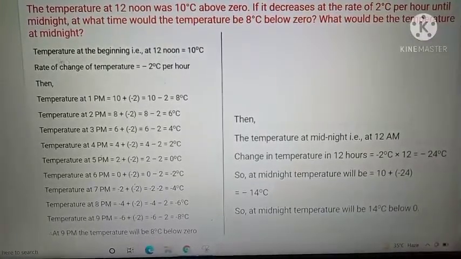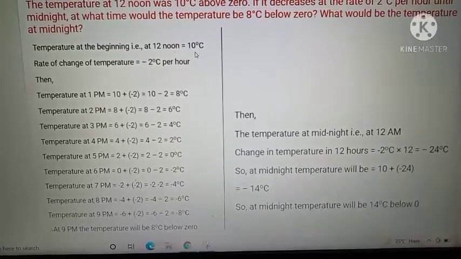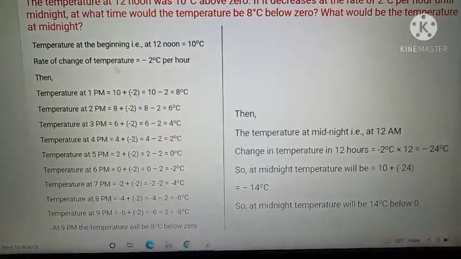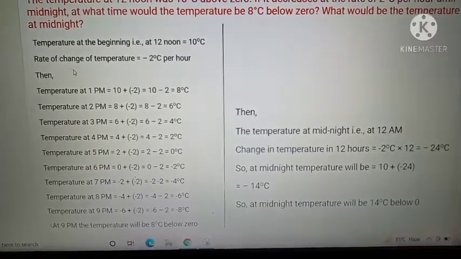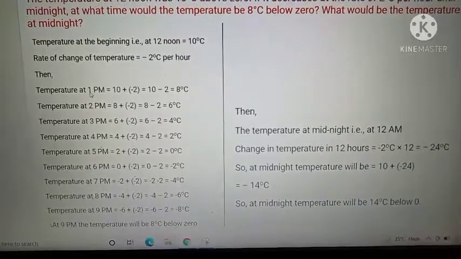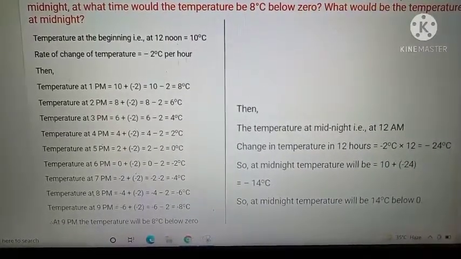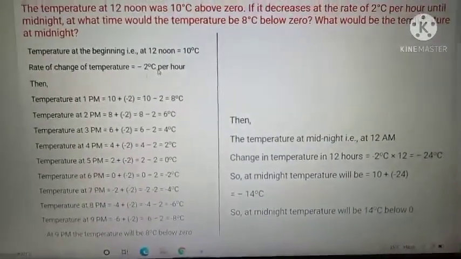So we already know the temperature at the beginning, at 12 noon, is 10 degrees Celsius. And the rate of change of temperature is minus 2 degrees Celsius per hour. It is given in the question. Then at 12 noon it is 10 degrees Celsius. It is decreasing by 2. Rate of change of temperature, minus 2 degrees Celsius.